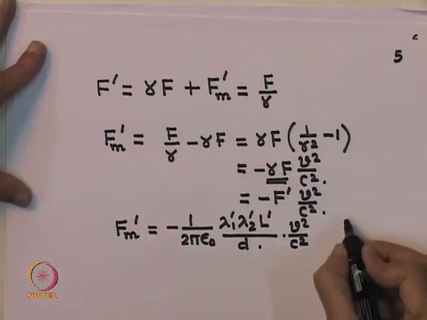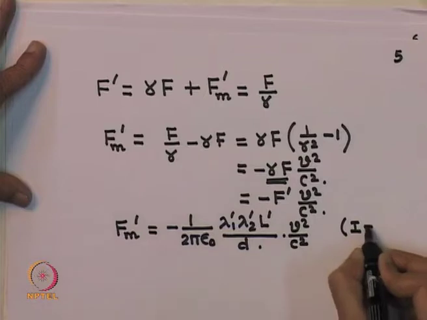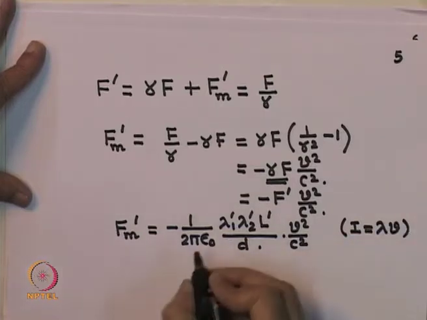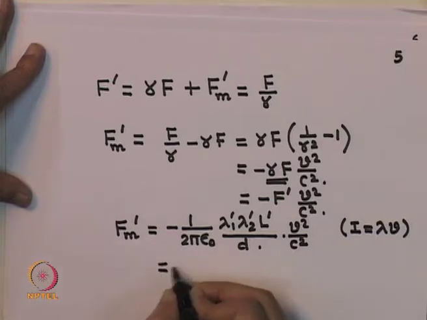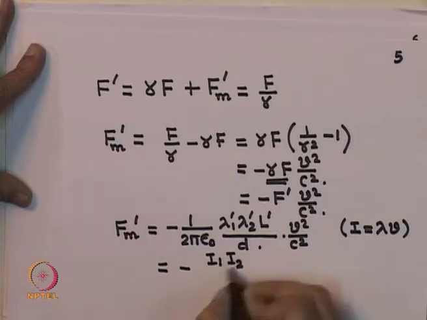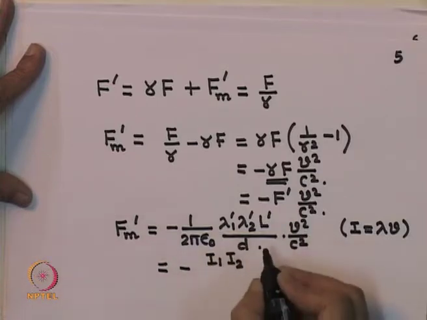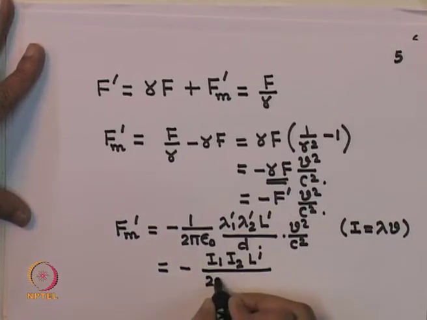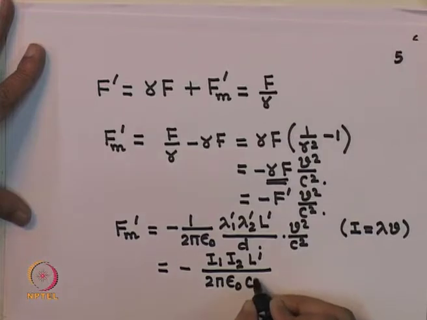If you recall, the current is nothing but lambda times v. So, therefore, this expression becomes minus I 1 I 2, that takes care of the 2 v square L prime divided by 2 pi epsilon 0 c square times d.